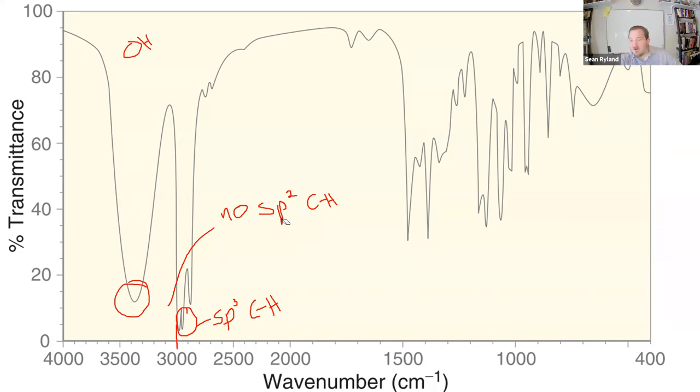Second thing you look for is, do I have sp2 carbon hydrogen bonds or sp3 carbon hydrogen bonds or both? In this case, we don't have any sp2. It doesn't mean you don't have any sp2 carbons, just that none of the sp2 carbons have hydrogens attached to them. You guys see the subtle difference there? Usually you can also use that to say, well, there's probably no sp2 carbons, but it's not definitive on its own. It just means that if you have sp2 carbons, there's no hydrogens on them.